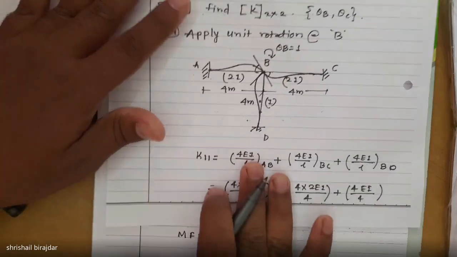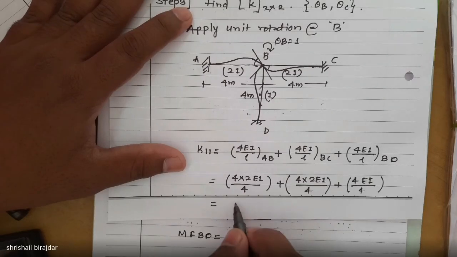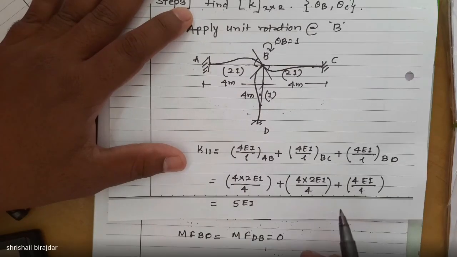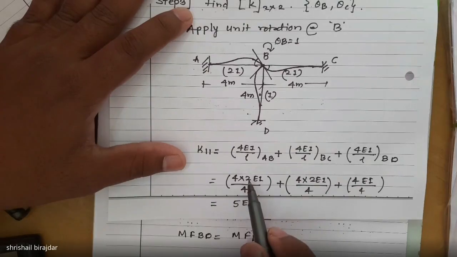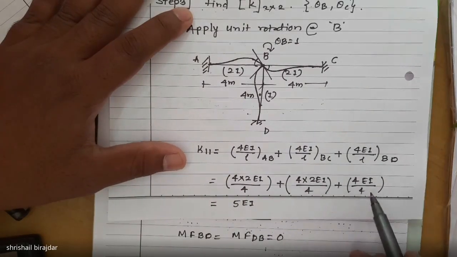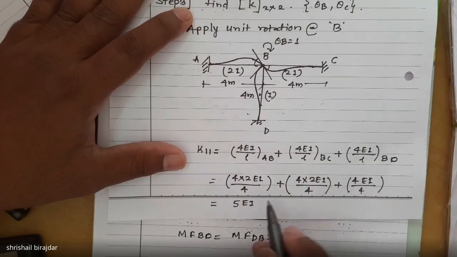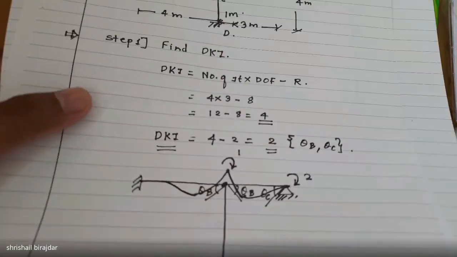How much does it work out to be? Please let me know. 5 EI, sir. 5 EI. Okay, 5 EI, because here 4 multiplied by 2 equals 8, divided by 4 is 2. Here 2 and here 1. Therefore, it works out to be 5 EI. Okay, you have understood the concept well.